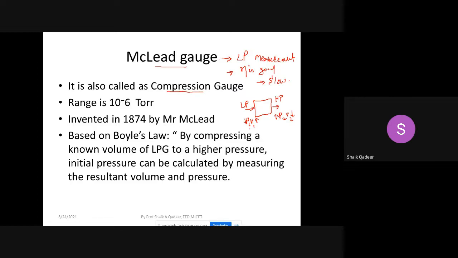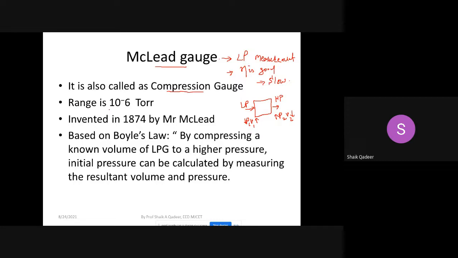What we will do is transform pressure information into volume information and do measurement, because without a sophisticated mechanism, it is comparatively difficult to measure low pressure. So the technique we use in this McLeod gauge is to transform low pressure into high pressure and use Boyle's law to trap that information. Hope it is clear to everybody. Please acknowledge.